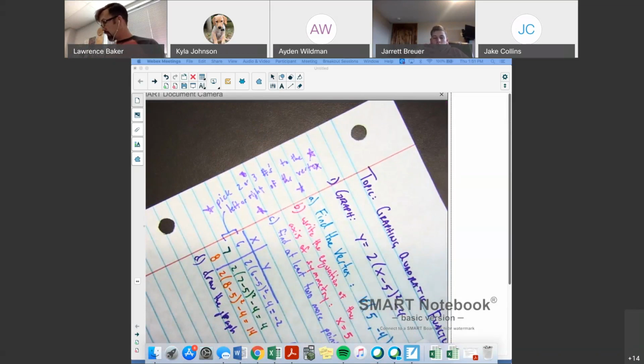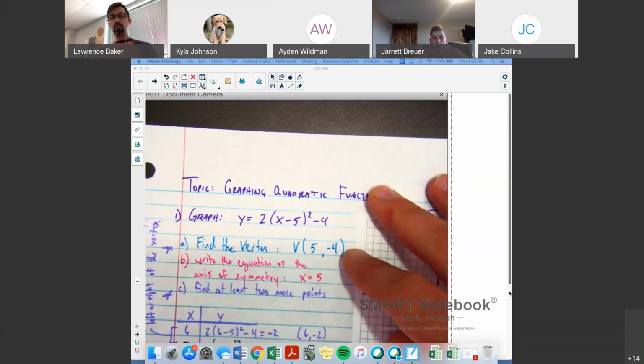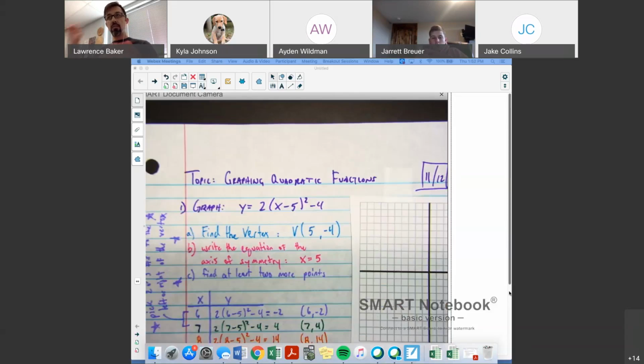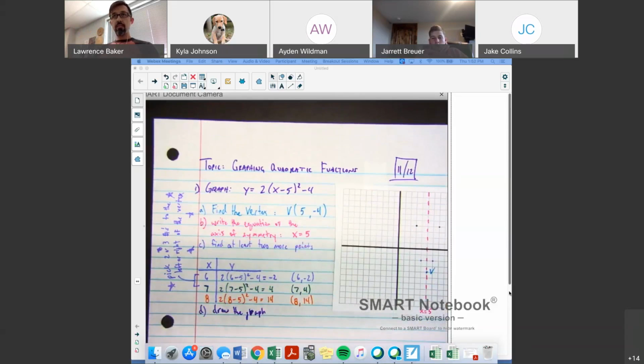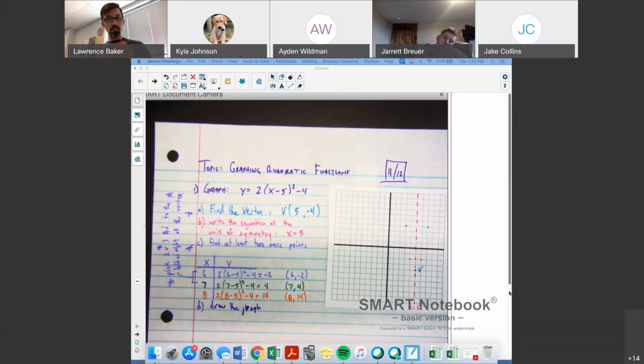So pick 2 or 3 numbers to the left or right of the vertex, and only do one side. Just to the right or just to the left. Let the mirror take care of the other side of it for you. Anything so far feeling like you're not sure where it's coming from? Anybody? Anybody?